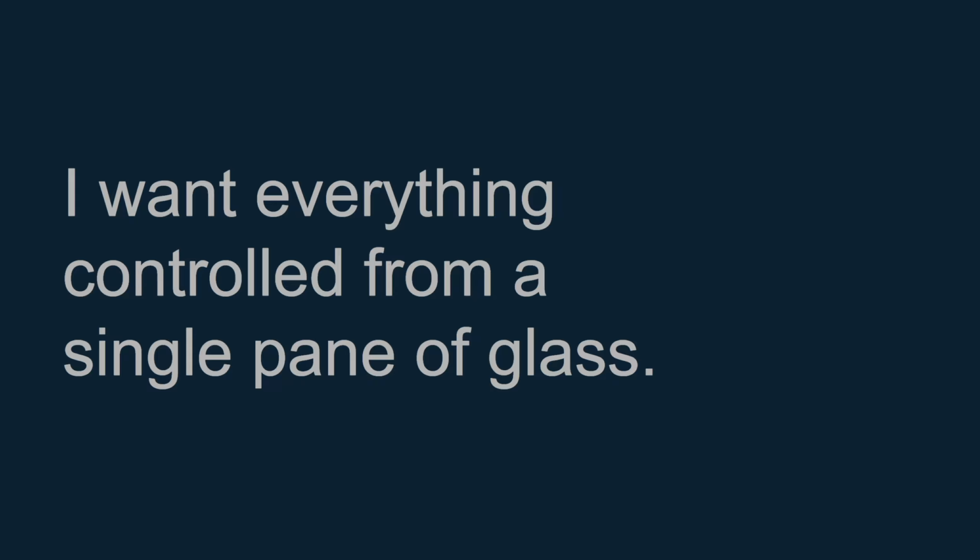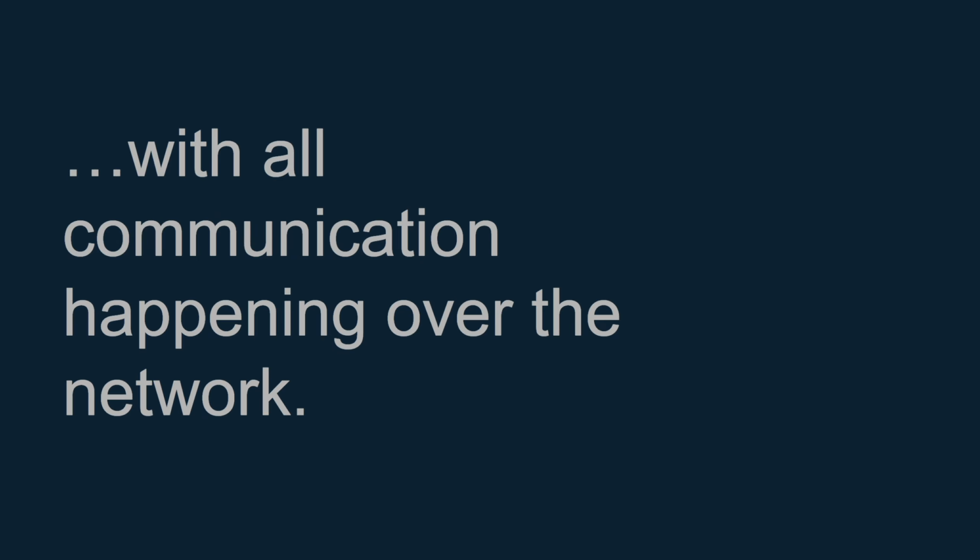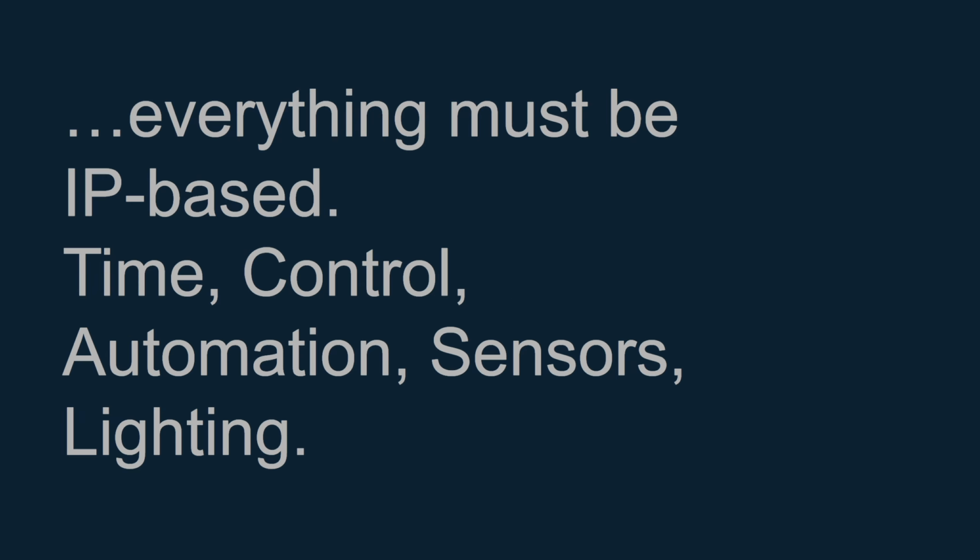So I'm not a big fan of JMRI. I'm sure those people are lovely that have developed it. It feels antiquated to me, and I'm a software engineer, so I like to come up with my own things. So I want the unified network experience for model railroad is kind of what I'm aiming at here. I want all communications happening over the network. So everything must be IP based: time, control, automation, sensors, lighting. And the reason is because I want it all controlled from a single pane of glass. And if I'm going to accomplish that, I kind of need all the information on the network.